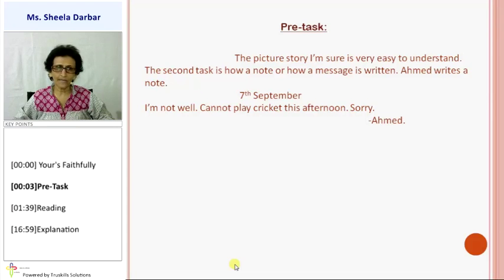Ahmed writes a note. Now see how a note is written. Just the date and no address. Only "I'm not well. I cannot play cricket this afternoon. Sorry, Ahmed." Now he feels sorry, so that is why he is asking forgiveness for not participating in the game. And Ahmed has to be written because he has to show who has written.